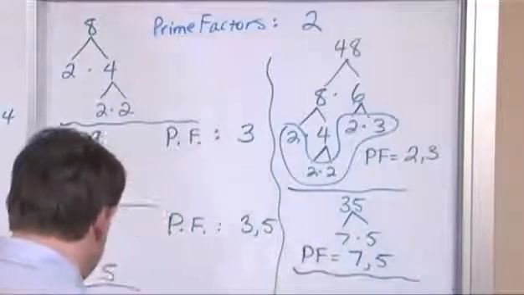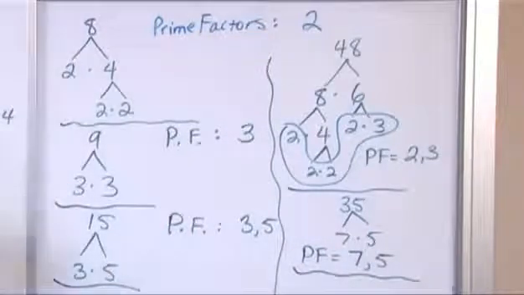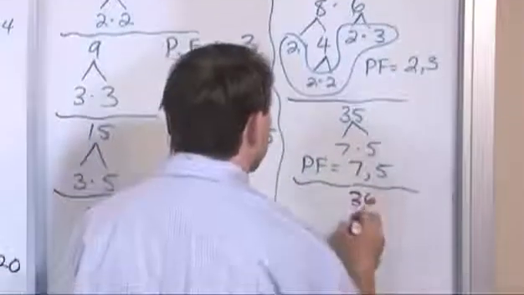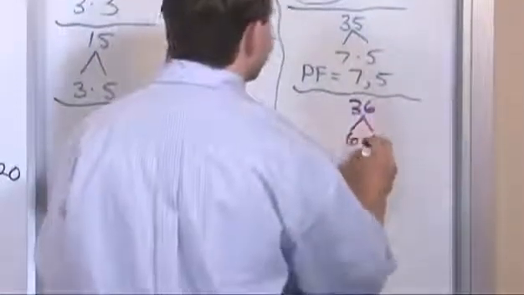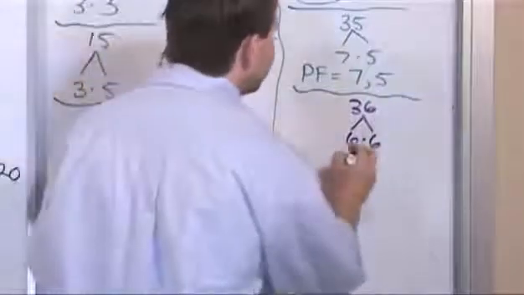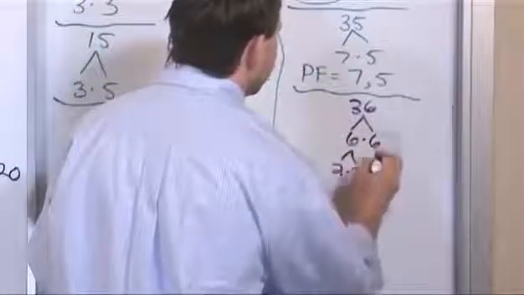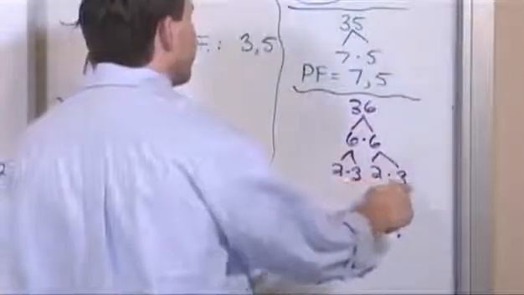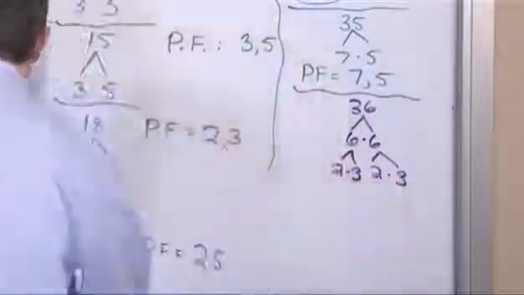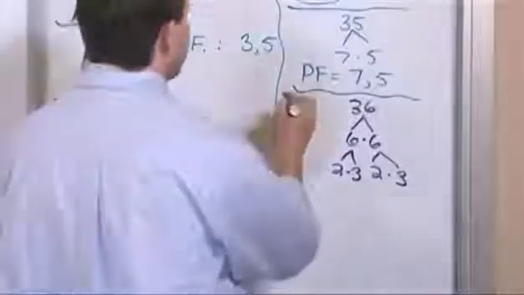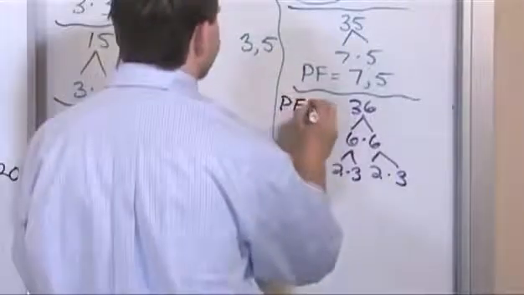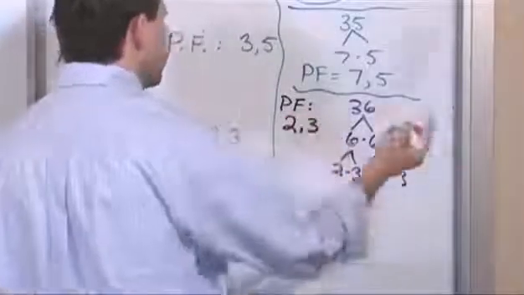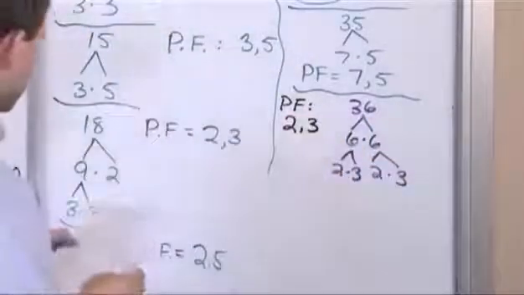Okay? Let's switch colors just for kicks. What about 36? I always think of 6 times 6 is 36. 6 can be divided as 2 times 3 over here, and also 2 times 3. And we're done with our tree because this is all prime on the bottom of the factor tree. So if I were going to list the prime factors, they would be 2 and 3, because those are the factors at the bottom of the tree there.